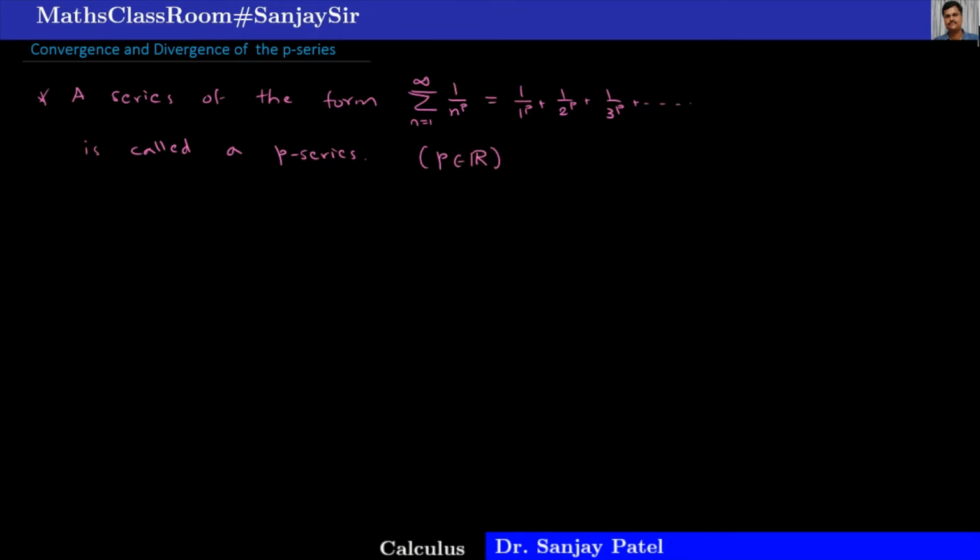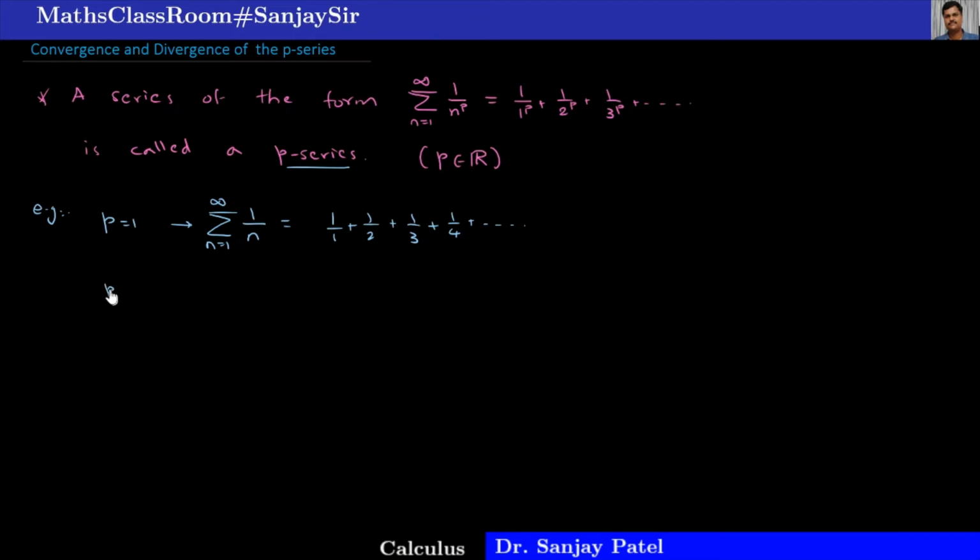For example, if you take p is equal to 1, then we get sigma 1 upon n raised to 1. That is sigma 1 upon n, where n is equal to 1 to infinity. So this series is known to us. We have discussed the convergence of this series in our previous videos, and we know that this series is divergent.